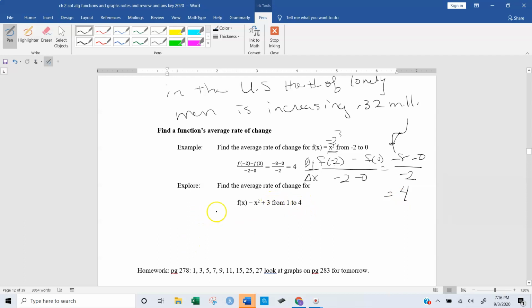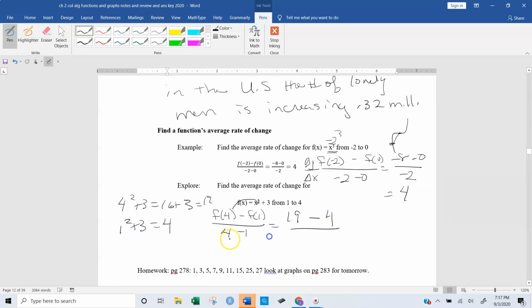Okay, from 1 to 4. So that means I have to find the y value, because that's what f is, of the 4 minus the y value of 1 all over the x value, which was the 4 minus 1 that we plugged in. So we're going to plug the 4 into this equation. So over here, I'm going to say, hey, 4 squared plus 3. So that's 16 plus 3, which is 19. So that's 19 minus. Now let's plug in 1. 1 squared plus 3. Well, that's 4. All over 4 minus 1. Well, I know that's 3 already. So I've got 15 over 3, which is 5. So my average rate of change is 5.